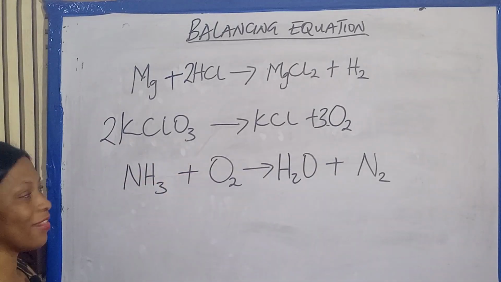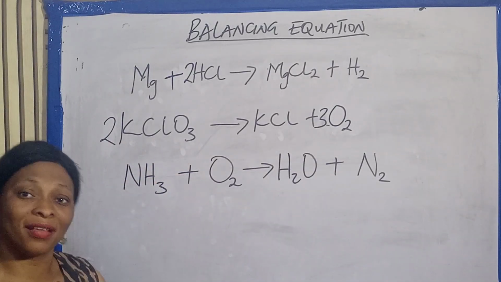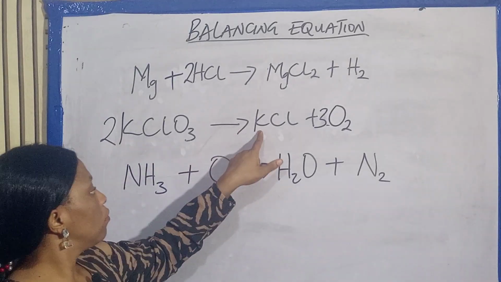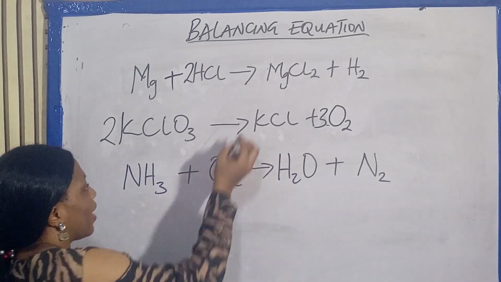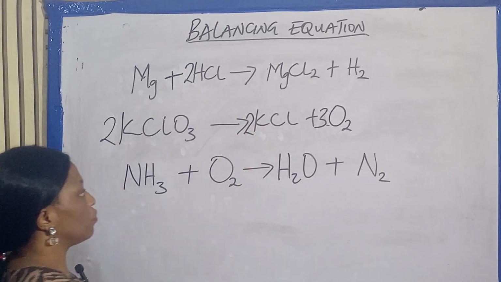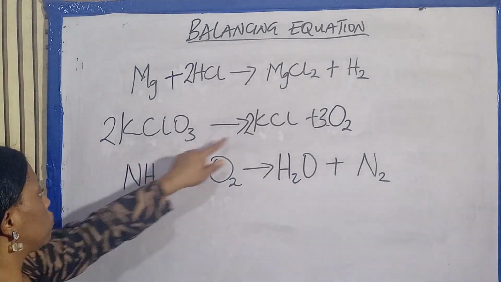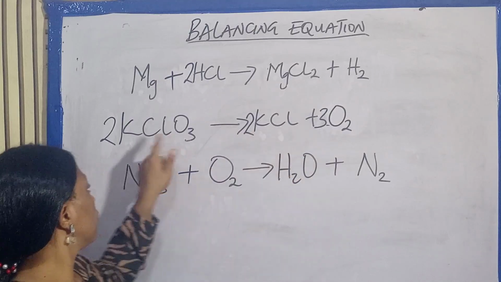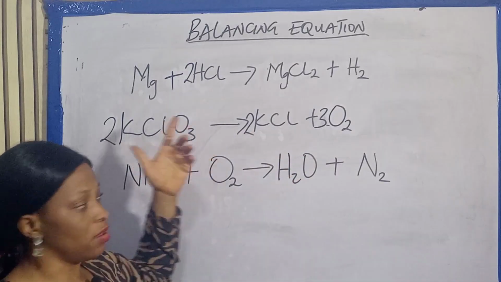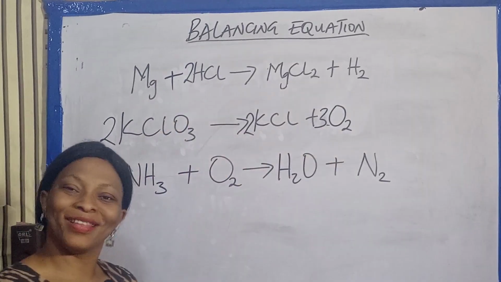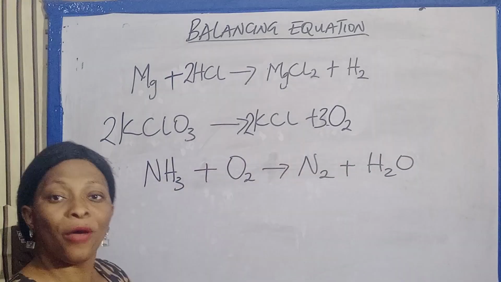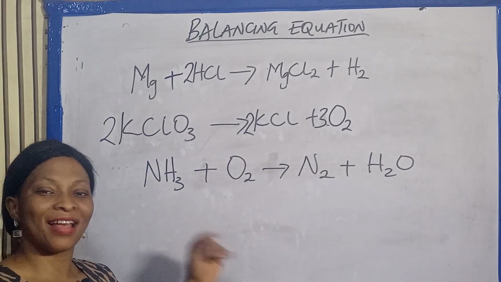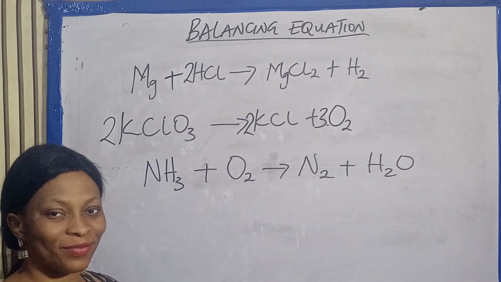So oxygen is balanced. Now, after balancing, you rebalance again to make sure that everything is balanced. 2 potassium, 1 potassium. So it's not balanced. We add another 2 here. So 2 potassium, 2 potassium. 2 chlorine, 2 chlorine. 2 times 3, 6 oxygen. 3 times 2, 6 oxygen. It is balanced. Okay, so I would like you to try this. Try and balance it and give me your answer in the comment section.